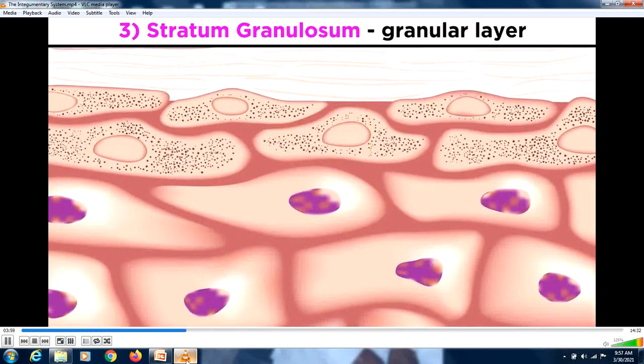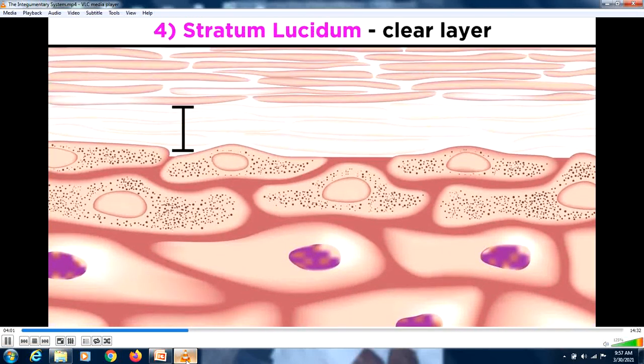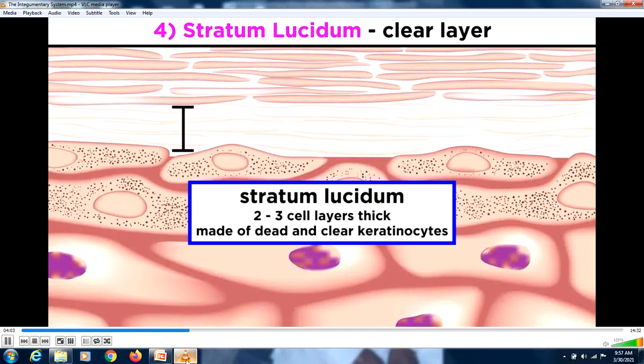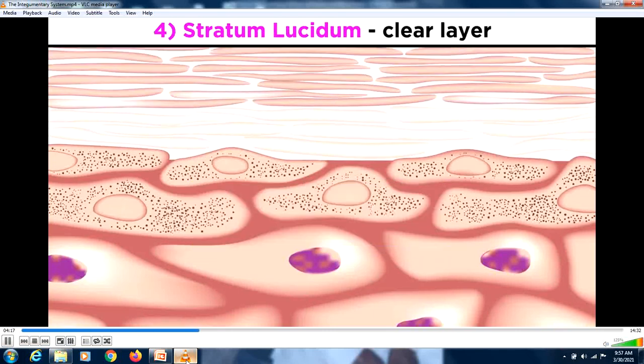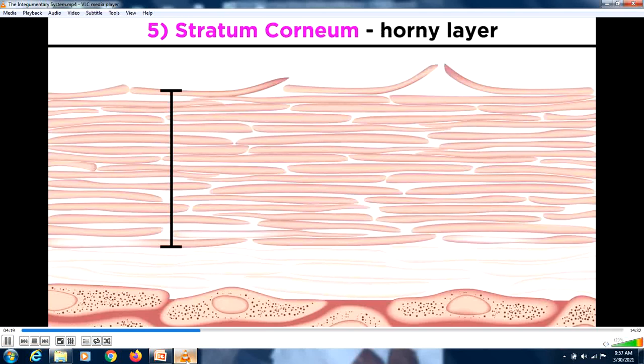Above this is the Stratum Lucidum, or the clear layer. This is 2 or 3 cell layers thick, made of dead keratinocytes that have become flat and clear. This is where they begin to aggregate into arrays called tonofilaments. And lastly, there is the stratum corneum, or horny layer.